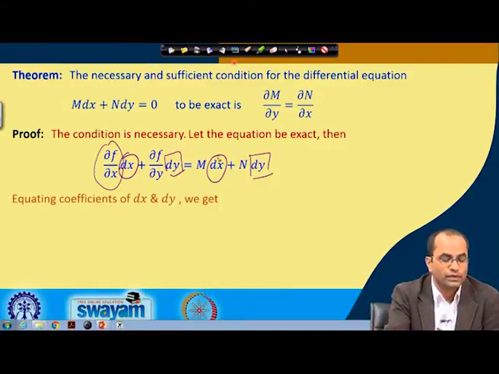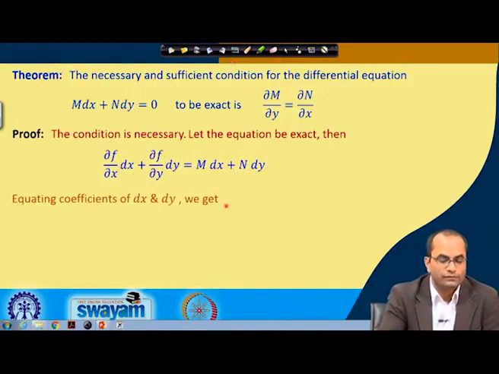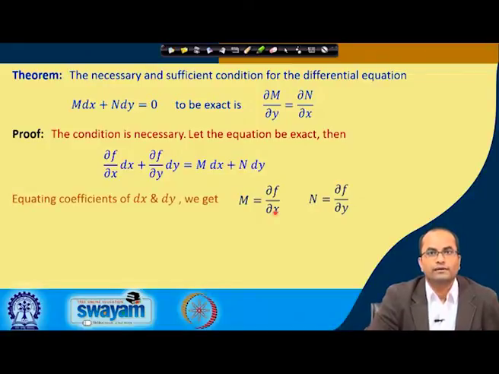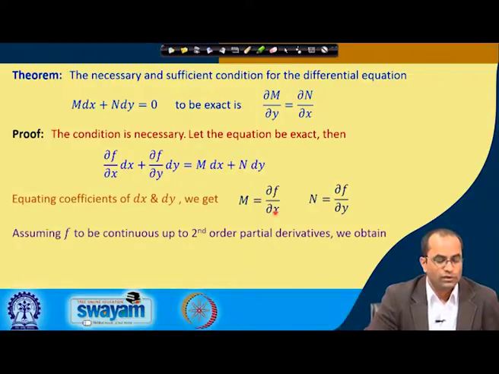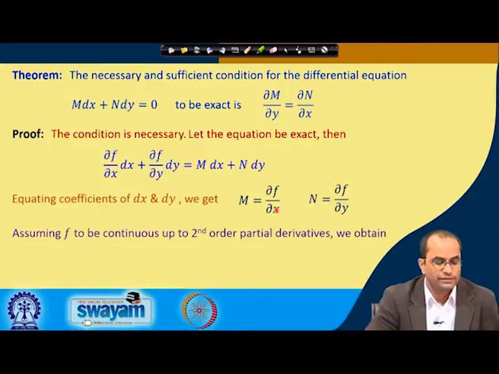So, del f over del x must be equal to M and del f over del y must be equal to N. Equating these coefficients of dx and dy, we get M equal to del f over del x and N equal to del f over del y. Now, we need to assume that f is continuous up to second order partial derivatives, because we want to assume the equality of the mixed second order derivatives, and for that it is sufficient to assume that f is continuous up to second order derivatives.